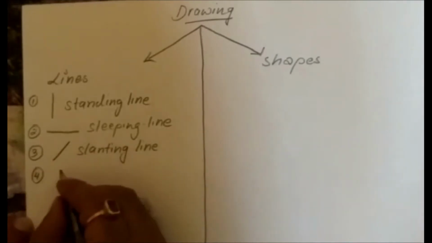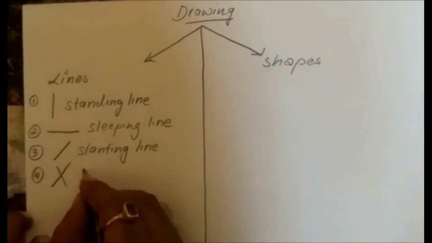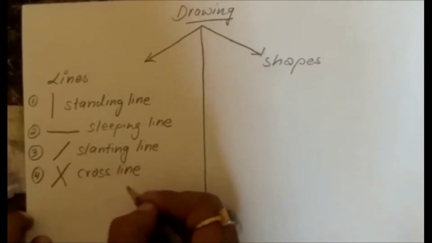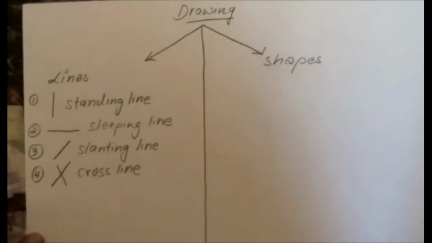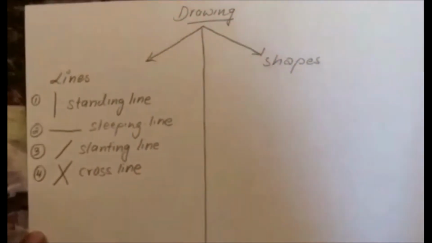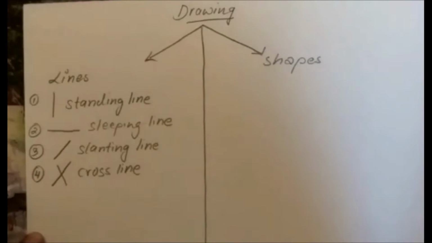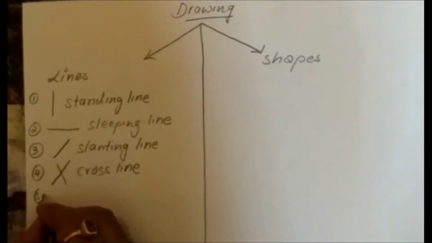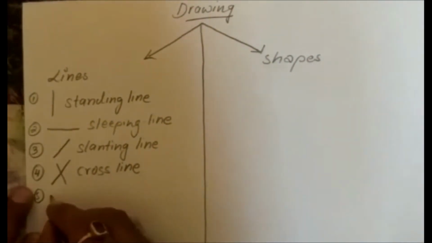Coming to the fourth line, that is a cross line. With a cross line you can make a danger zone, you can make design forms, cross linings. If you can see, the cone of an ice cream also has a texture at the downside with cross forms.